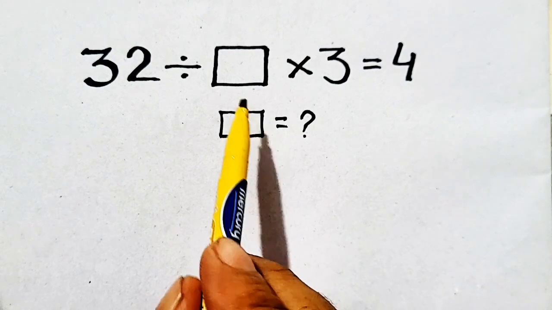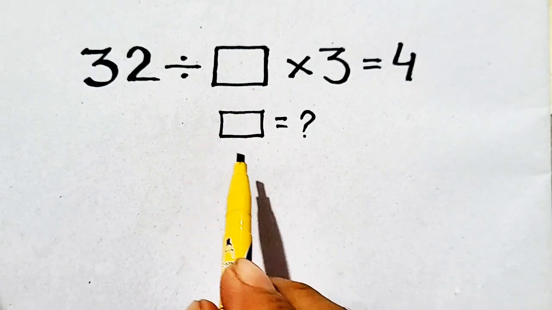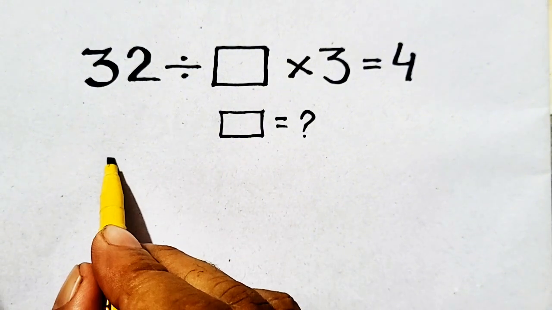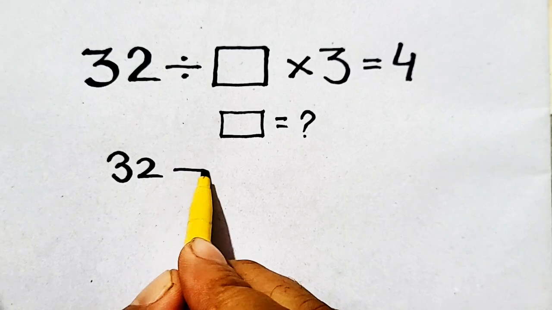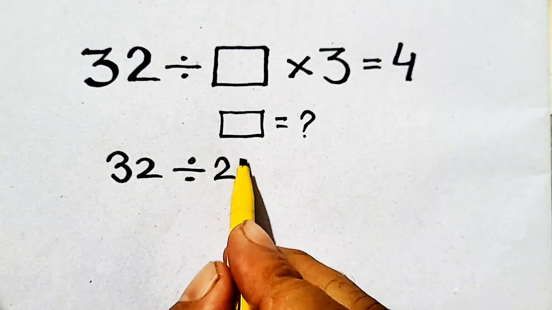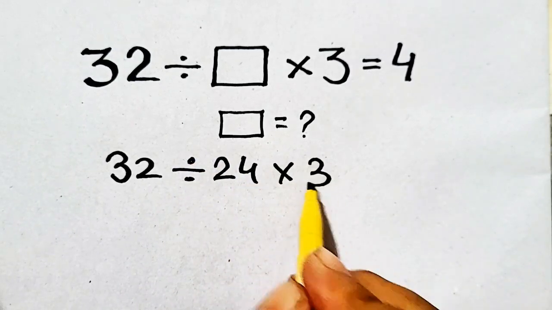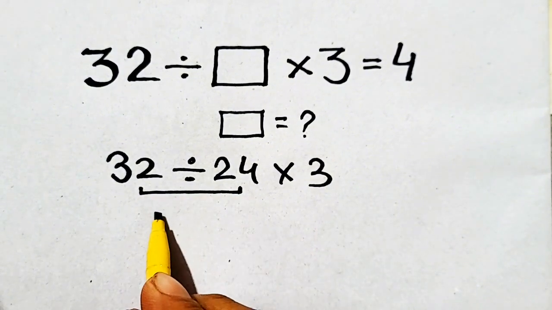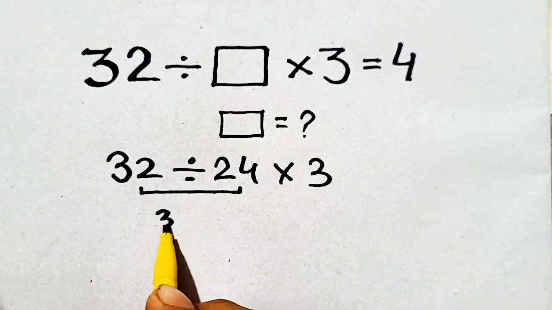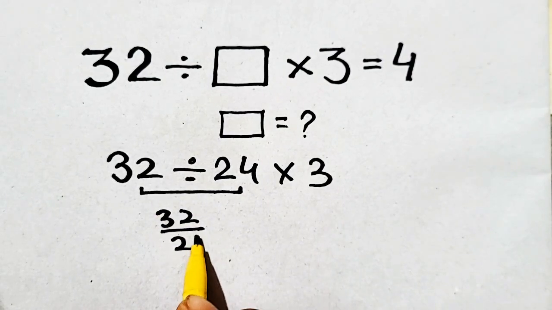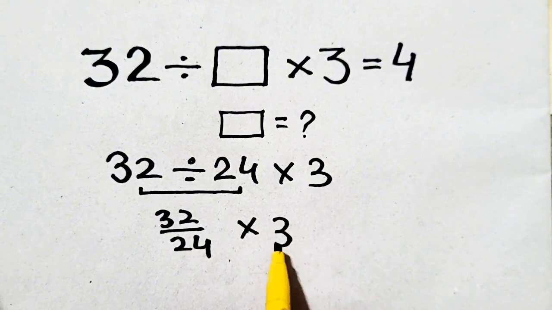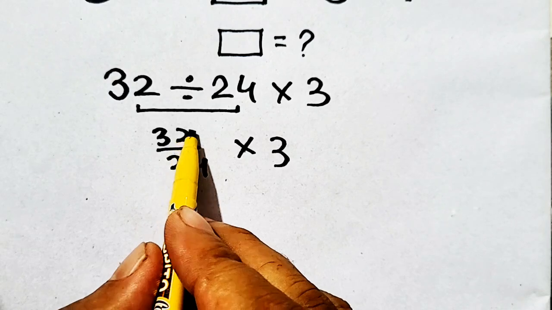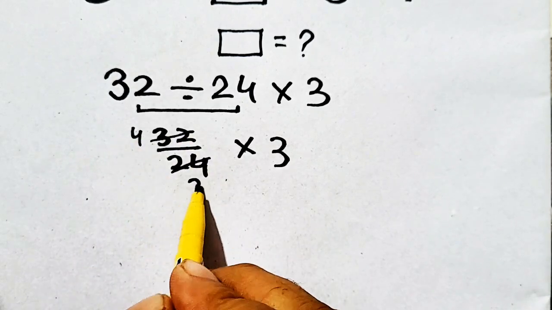So now I will solve it by putting the correct number. If I put here 32 divided by 24 times 3, what will be my answer? First of all, I have to divide, so I will get 32 divided by 24 times 3. Now, simplification will be 8, 4, and 8, 3.